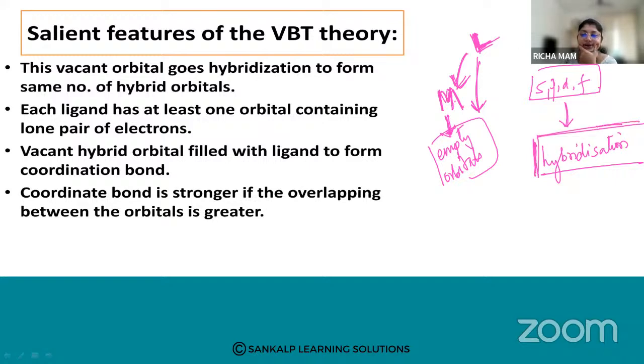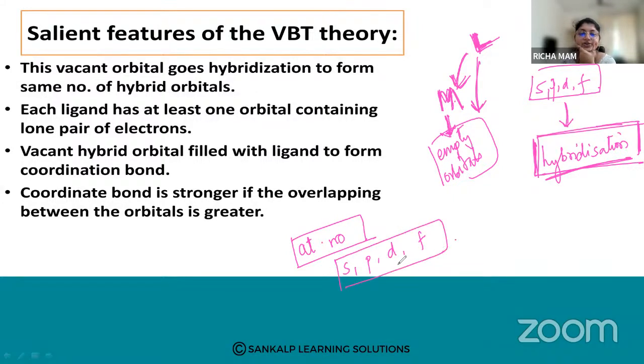So what do you mean by hybridization? Whatever the atomic orbitals are there, they will be of different energy levels. S, P, D and F are different orbitals, so they will have different energy. These atomic orbitals will produce a new set of orbitals, and this new set of orbitals is called the hybrid orbitals.